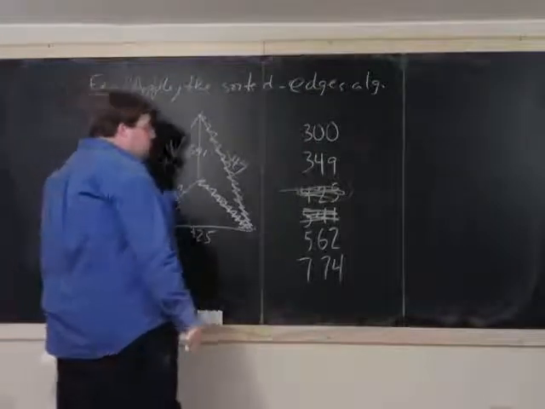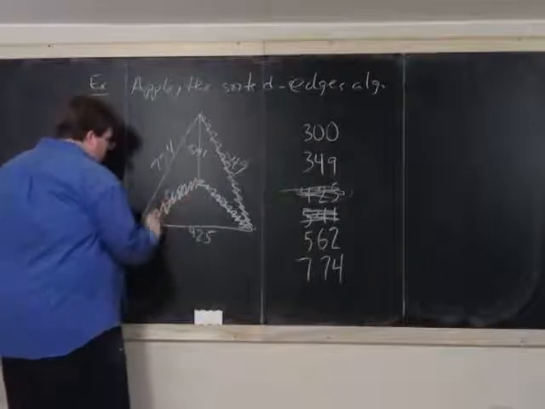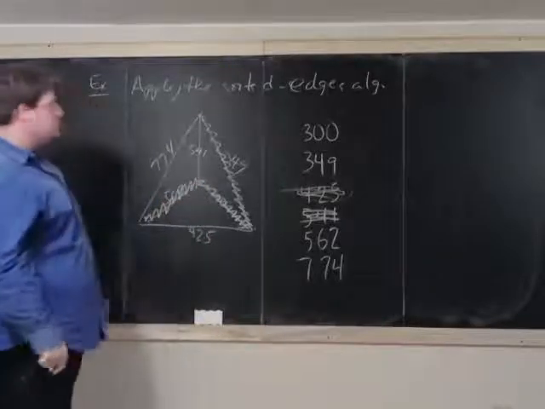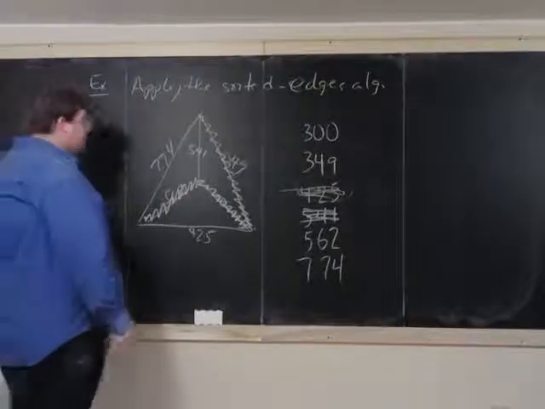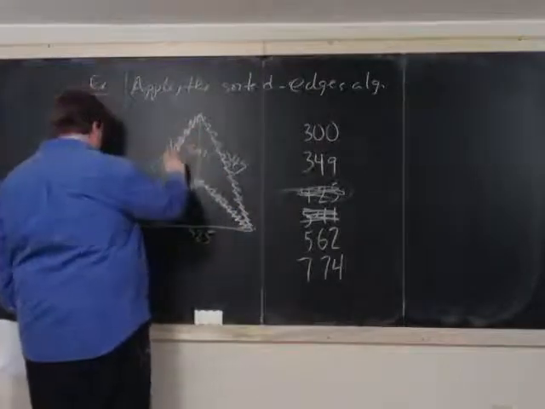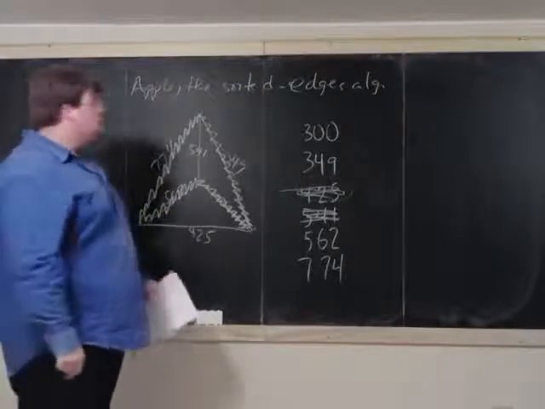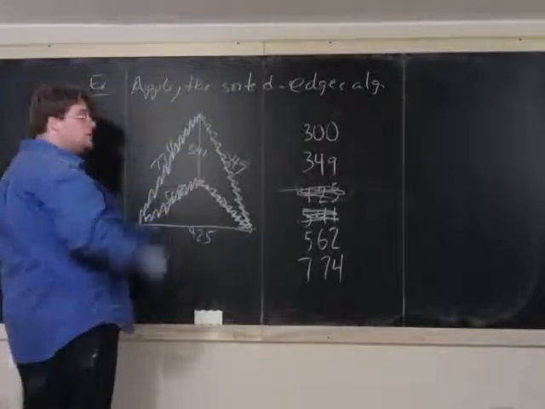But what happens if we add 562 to this? Well, that's okay. We can still make a cycle after that. And then what happens if we add 774? Well, that's okay, because it produced a cycle, but it produced the entire cycle.